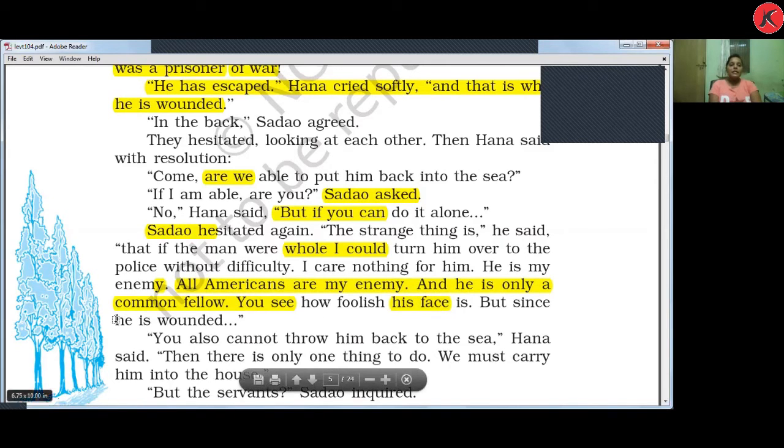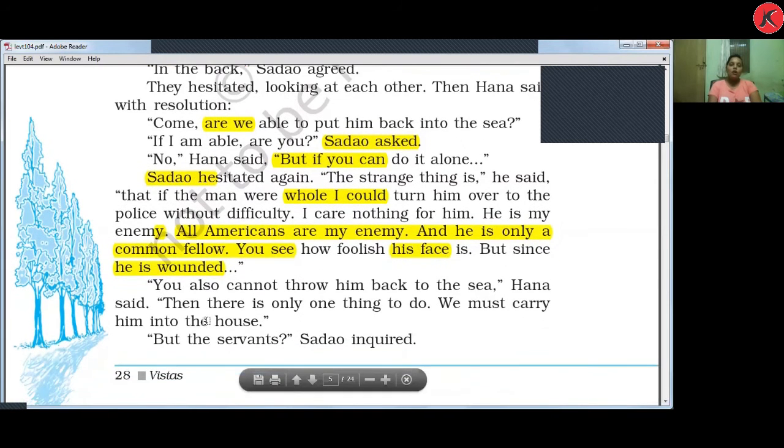But since he is wounded, now he stopped here. Now that is why he is saying that he is wounded. That's why I have to do something as a doctor. "You also can throw him back to the sea," Hannah said. And Hannah said that it is really very bad if we throw him back into the sea.